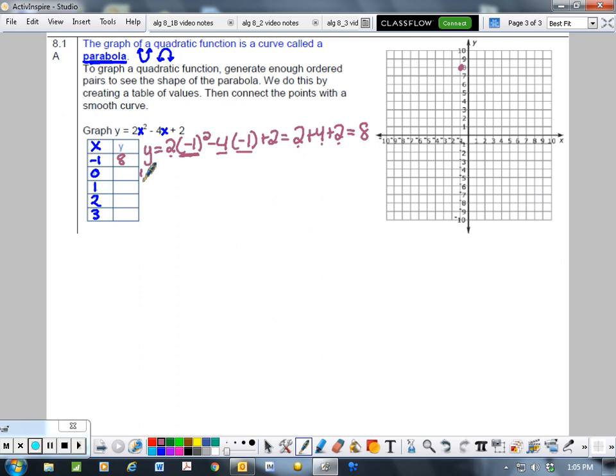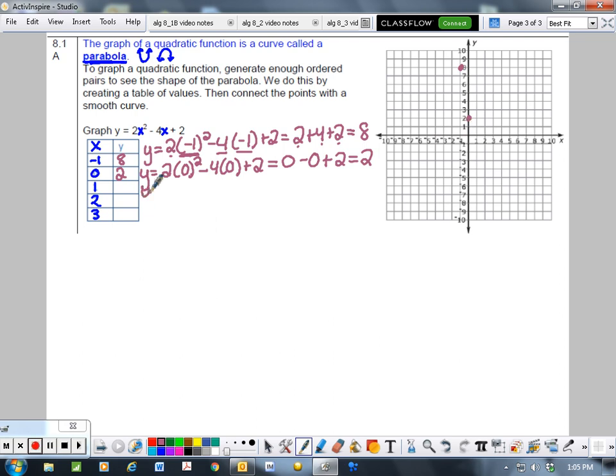So I keep going. Y equals 2 times 0 squared minus 4 times 0. I love the number 0. Because 0 squared is 0, 2 times 0 is 0. Minus 4 times 0, which is 0, plus 2. And that just gives me the number 2. So now we have 0, 2, which graphs right there.